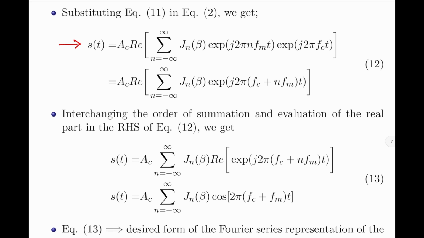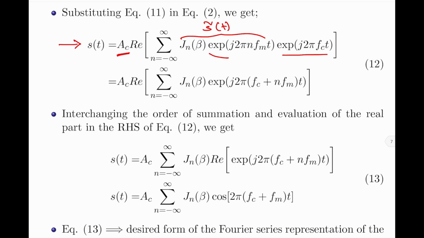So, S of t equals AC into real part of summation n varying from minus infinity to plus infinity. This complete term represents S tilde of t. However, the AC here is taken outside because it is a constant, followed by exponential of j 2 pi fct.